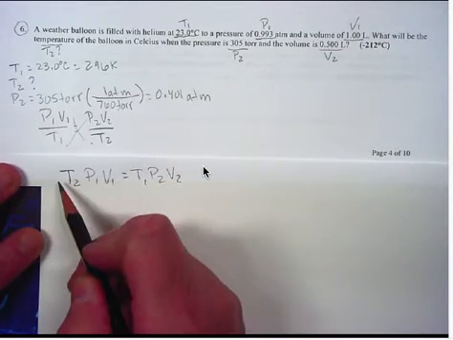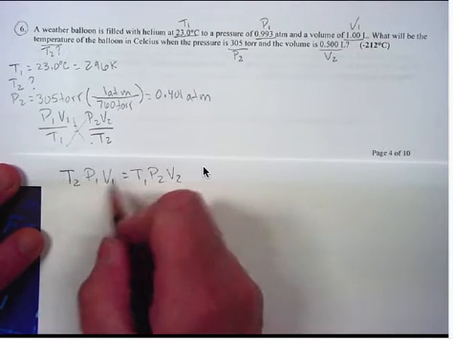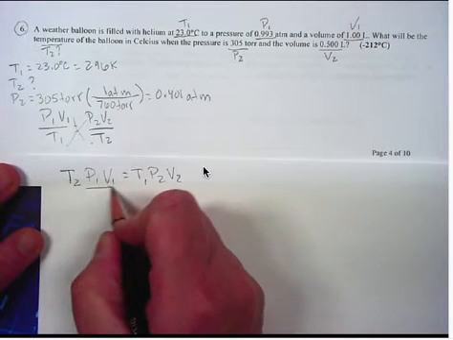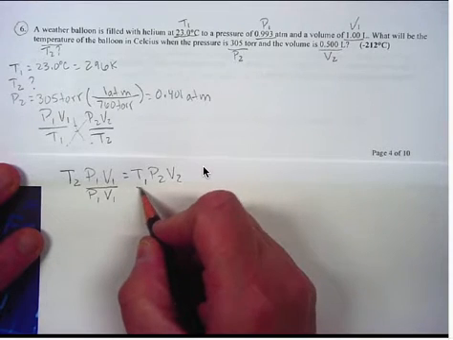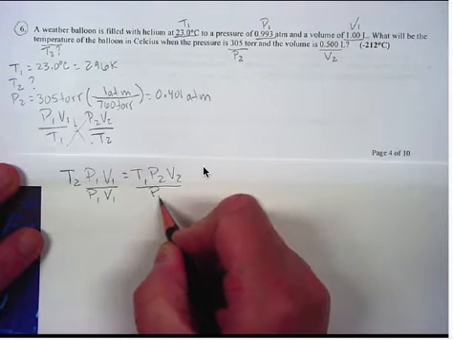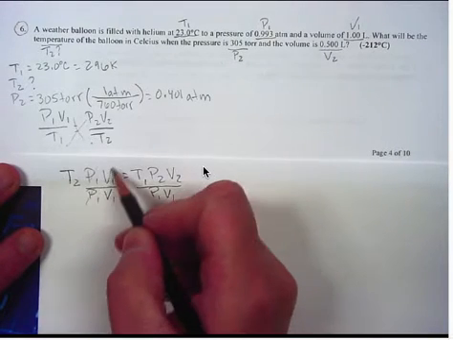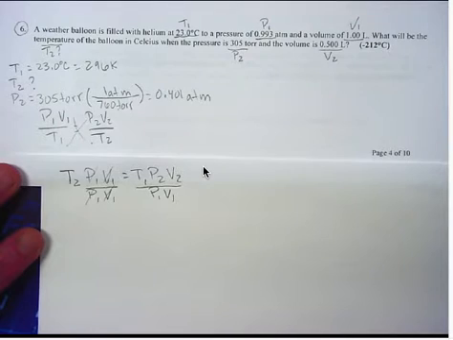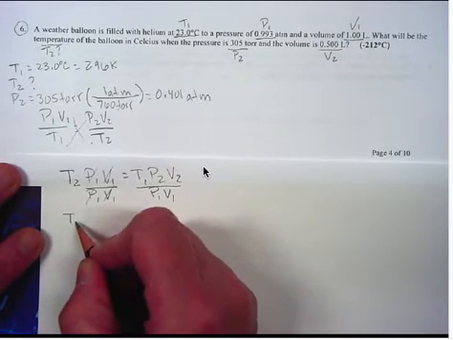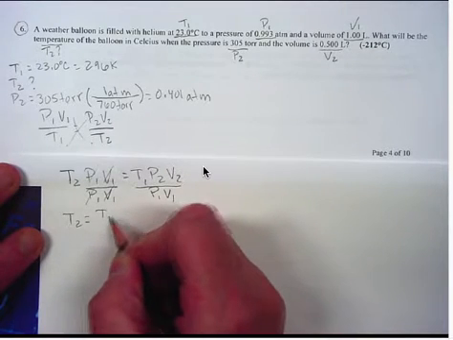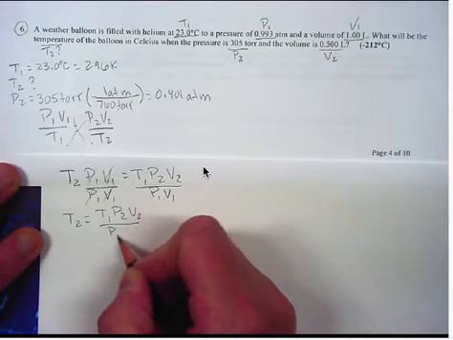I still don't have T2 by itself, so I would need to divide by the variables that are next to it. That means I divide the other side by the same thing. And I've done that so that these variables cancel out. And the formula I end up with is T2 equals T1 P2 V2 over P1 V1.